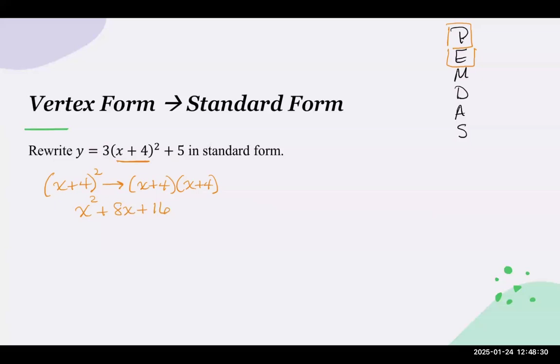Then we're going to take a look at any multiplying or dividing in the problem. Well, we don't have any division, but we do have multiplication by this 3 out in front. So our next step is to take that 3 times our previous result of x squared plus 8x plus 16. And again, we're going to distribute to all 3 of the terms inside the parentheses.